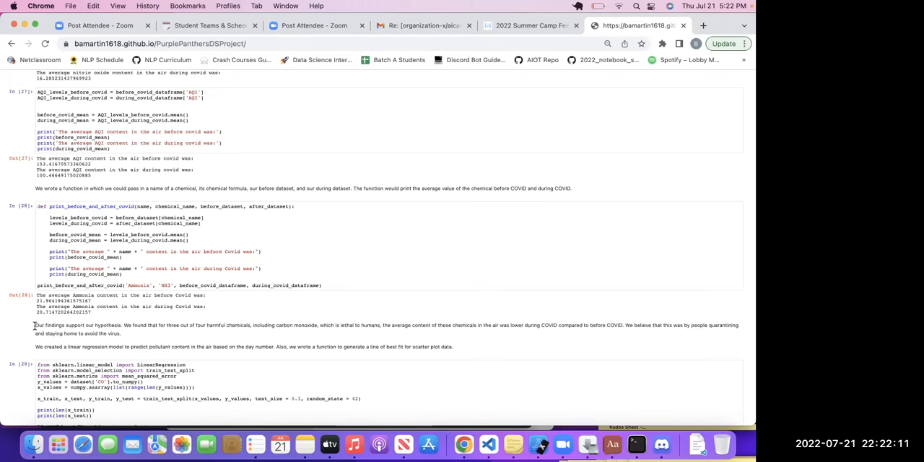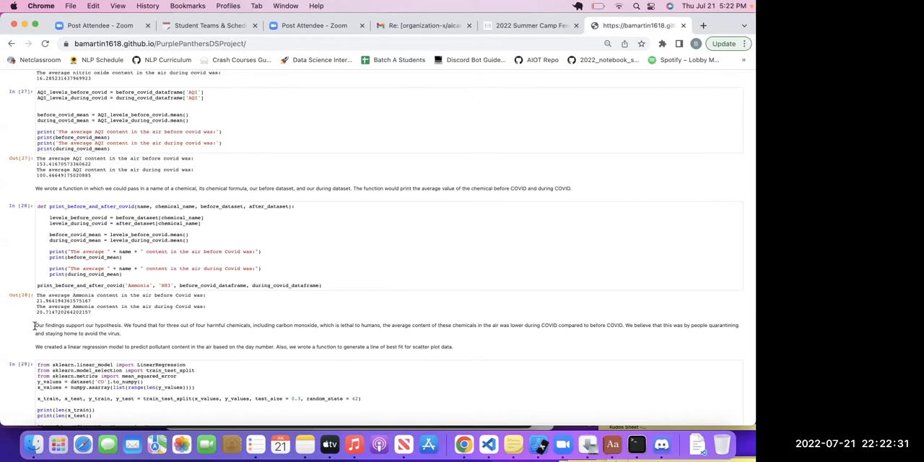We found that for 3 out of 4 harmful chemicals, including carbon monoxide, which is lethal to humans, the average content of these chemicals in the air were lower during COVID compared to before COVID. We believe that this was caused by people quarantining and staying home to avoid the virus.